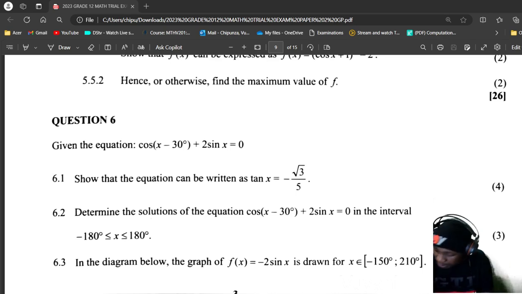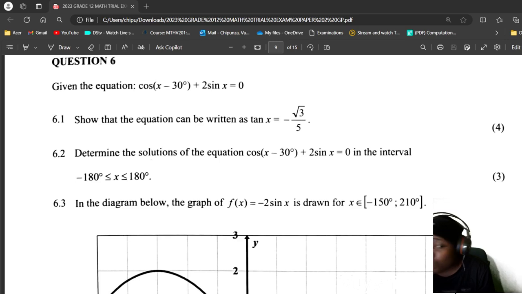Now let's move on to 6.2. Let's go back to red. 6.2: Determine the solution of the equation cos(x minus 30) plus 2 sine of x equal to 0 in the interval of negative 180 to positive 180.